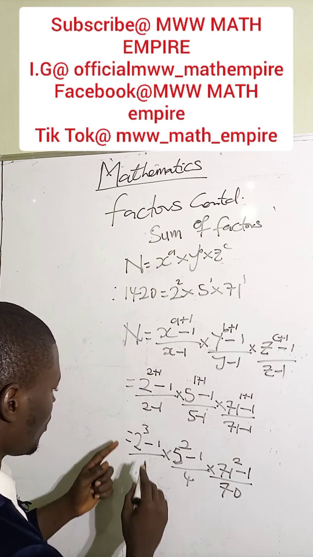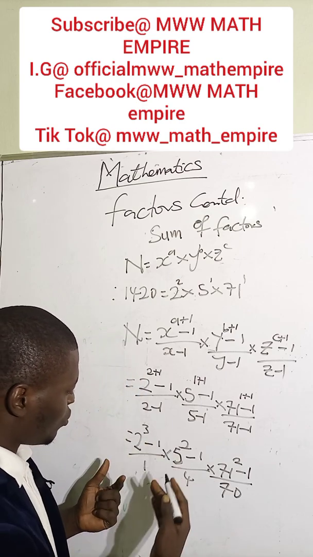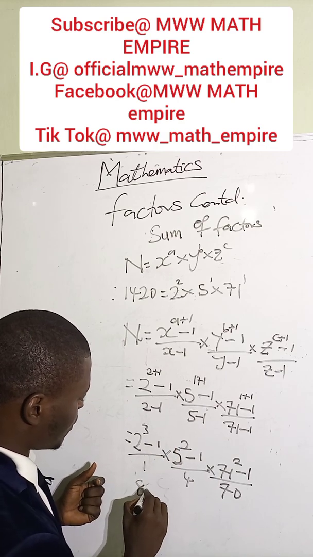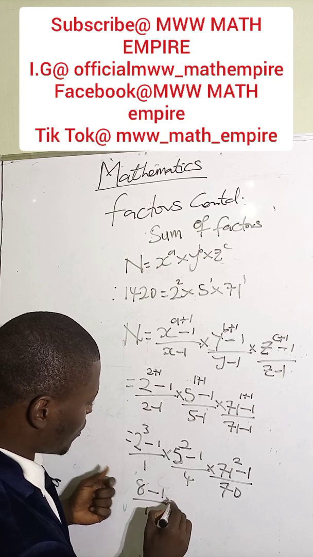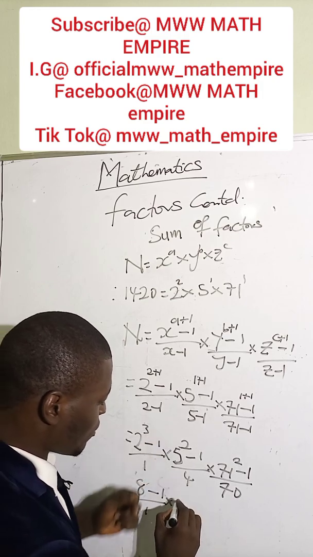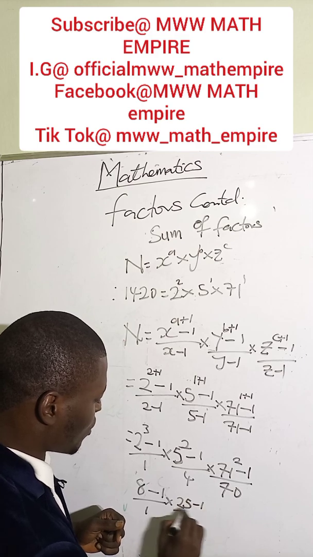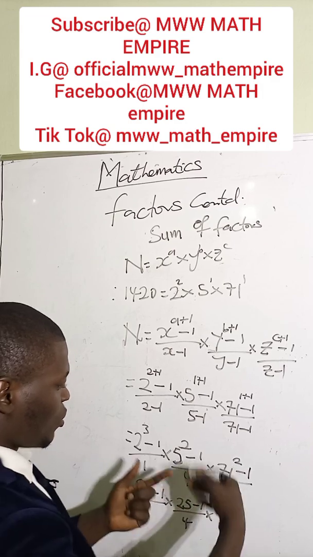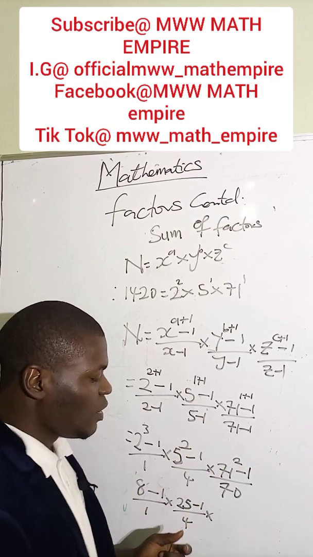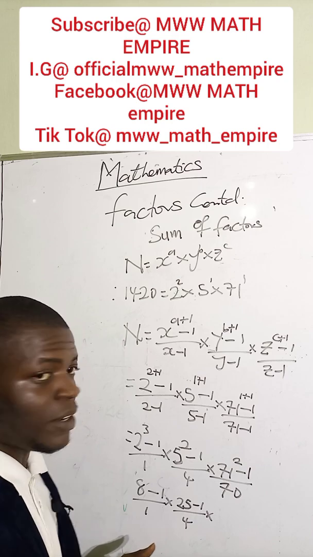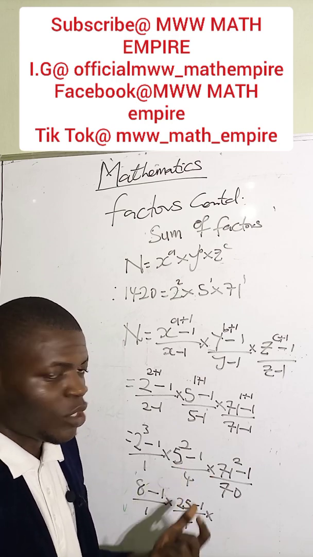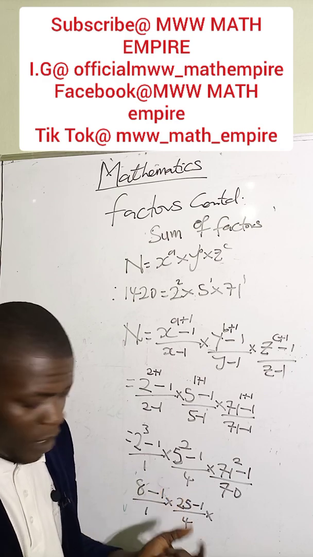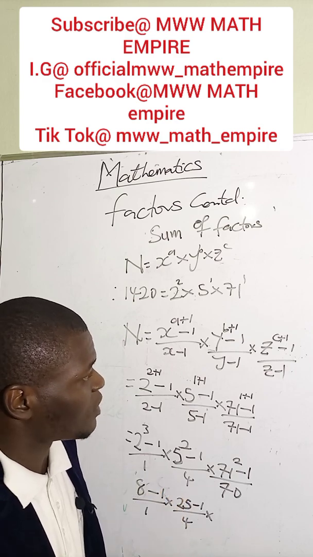Now, 2 times 2 times 2 will give us 4 times 2, 8. We have 8 minus 1 all over 1, multiplied by 25 minus 1 all over 4. Then 71 squared. Let me use this interim to introduce to you the short method of multiplication when it involves two numbers. Do you copy? Remember, when I say do you copy, you tell me copy that.